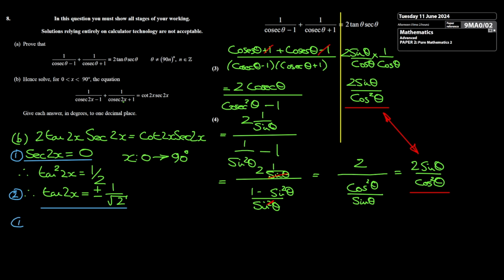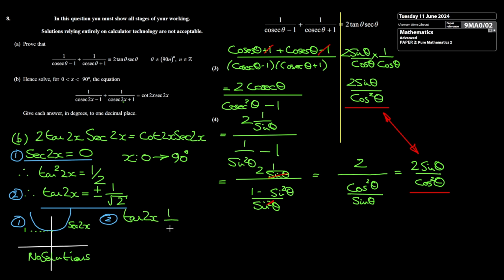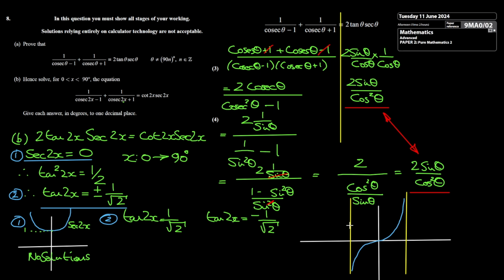Well, if I look at solution 1 first, this is the graph of sec x, and there are no solutions that sec 2x equals 0. So I can say there are no solutions. So we've got 2 options for this second solution. I've got tan 2x is equal to 1 over root 2, and tan 2x is equal to negative 1 over root 2.